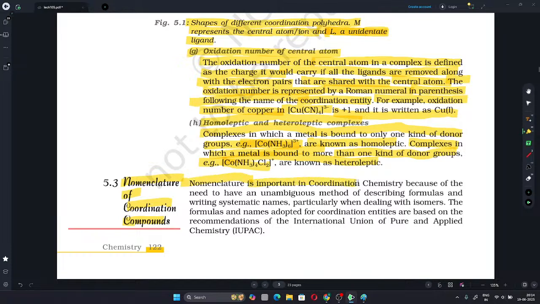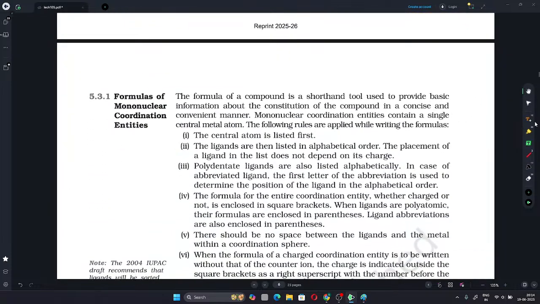The next main topic, nomenclature of coordination compounds. Nomenclature is important in coordination chemistry because of the need to have an unambiguous method of describing formulas and writing systematic names, particularly when dealing with isomers. The formulas and names adopted for coordination entities are based on the recommendations of the International Union of Pure and Applied Chemistry (IUPAC). Formulas of mononuclear coordination entities come under the nomenclature.